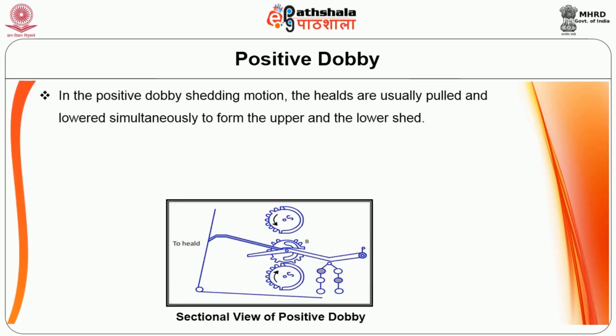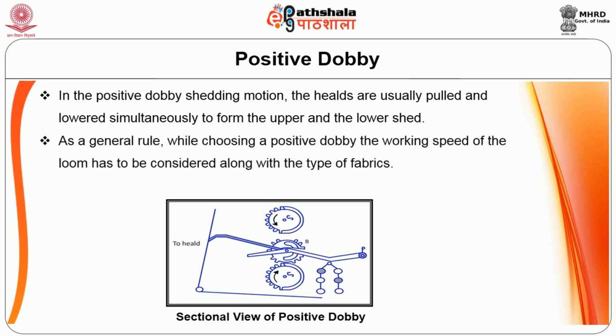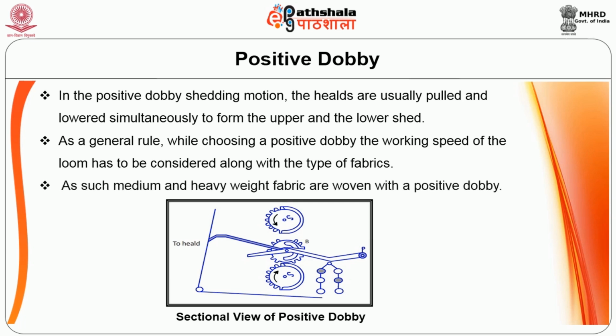In a positive Dobby shedding motion, the healds are usually pulled and lowered simultaneously to form the upper and the lower shed. As a general rule, while choosing a positive Dobby, the working speed of the loom has to be considered along with the type of fabric. As such, medium and heavyweight fabrics are woven with a positive Dobby. A sectional view of the essential working parts of a positive Dobby is represented in Figure 1.